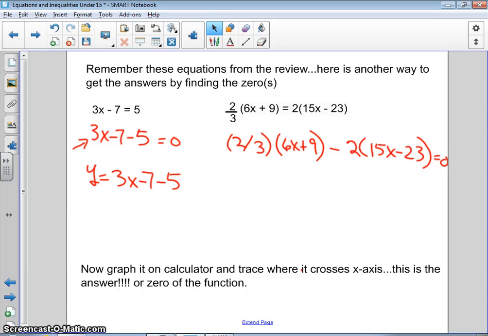If you have any problems using your calculator to solve equations, please see your math teacher. This will be something that will really work well for you on the SOL test. Again, anytime you get an equation, you can move everything to one side by undoing the right side. So this 5 becomes minus 5. This 2 times everything becomes minus 2 times everything over here, and you work it out.